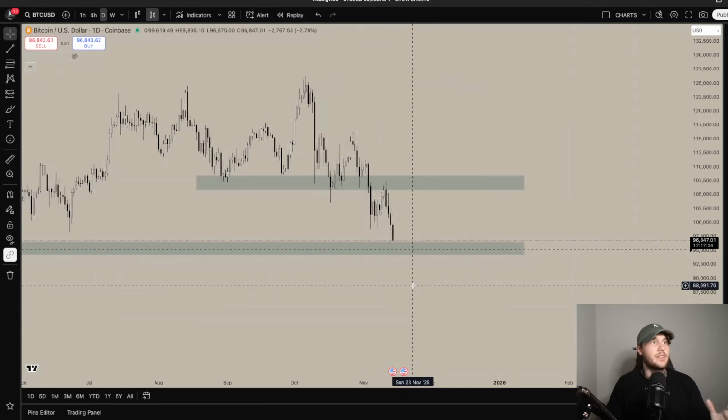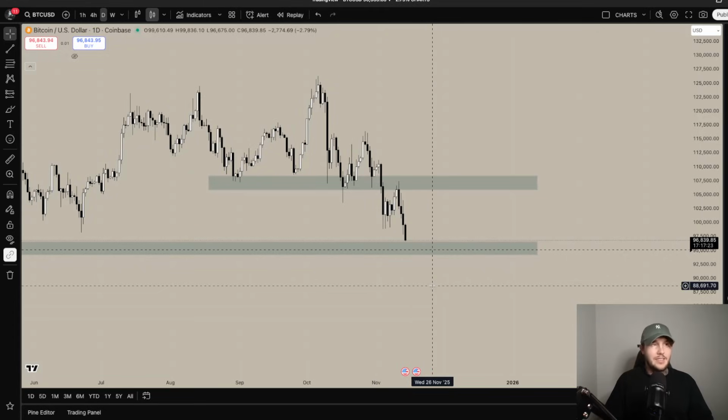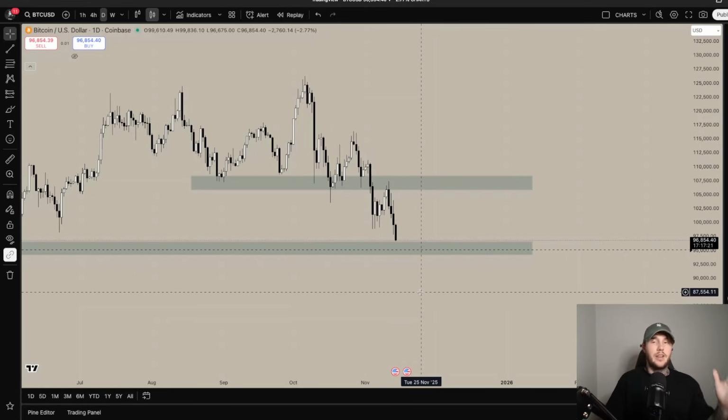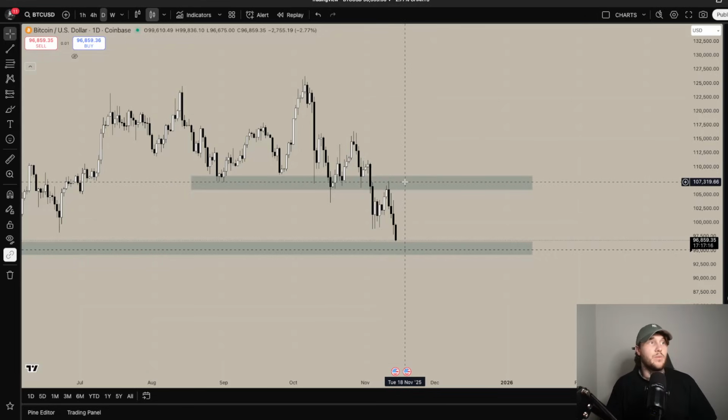If you're looking at this, this is just a nice, clean, easy chart. For me, I can just look at this and I don't even have to think. I can just look at this and go, okay, when price gets here, if I see a little bit of a rejection wick here, I'm going to short.